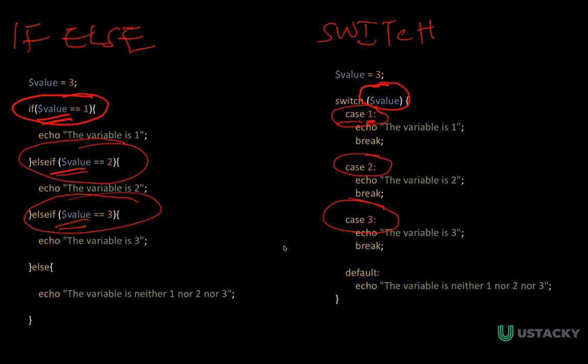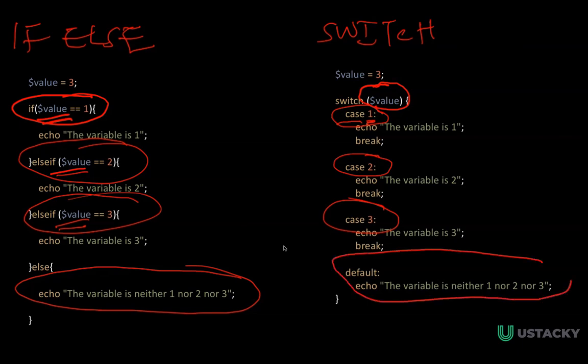And here you have, for the else statement, when all these conditions are false, this is going to be executed. For switch statement, it is called default. So this default is going to run if all the three cases above are false. It is similar to else in the if-else statement.